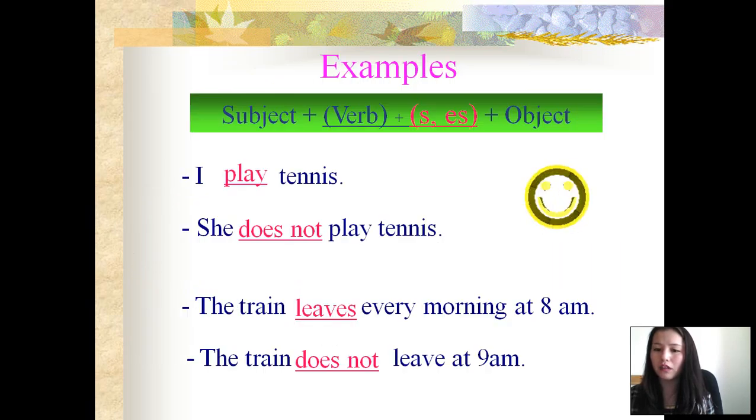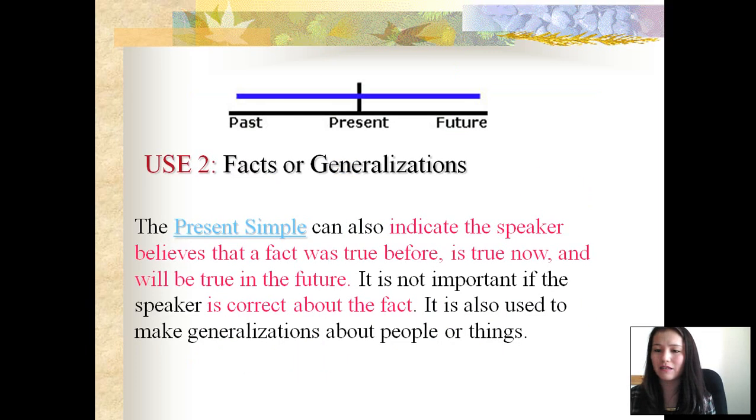For example, when it is a positive sentence, we put the subject first, then the verb. If it is the third person, we add s or es to the verb, after that an object. For example, I play tennis. It is a positive sentence. Next one, she doesn't play tennis. Then, the train leaves every morning at 8 a.m. and the train doesn't leave at 9 a.m. It is a negative sentence.